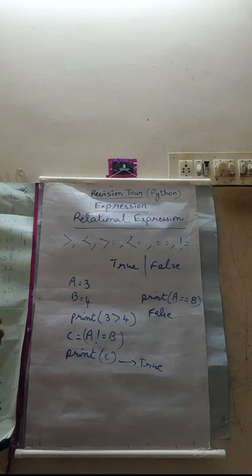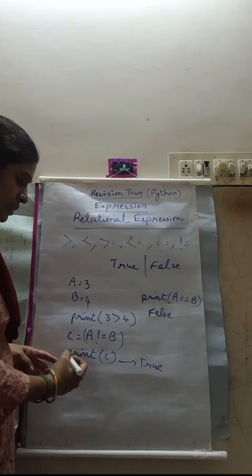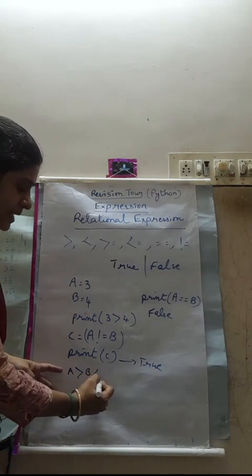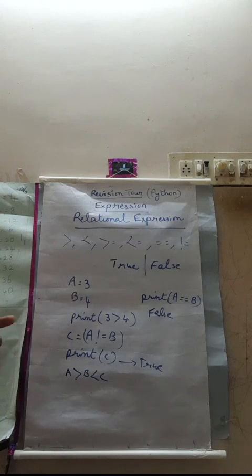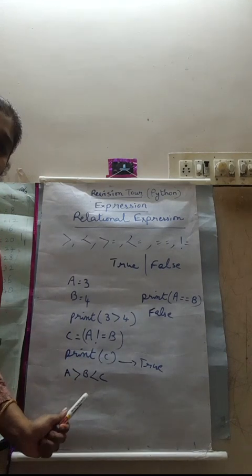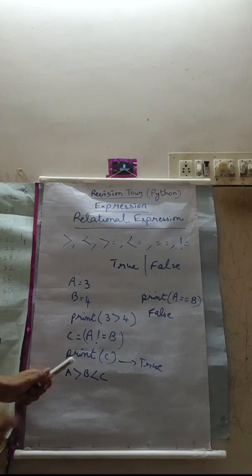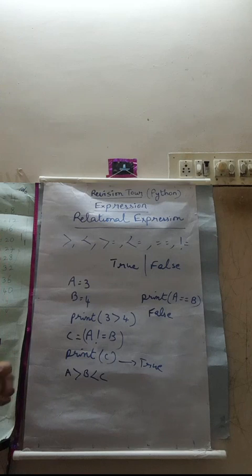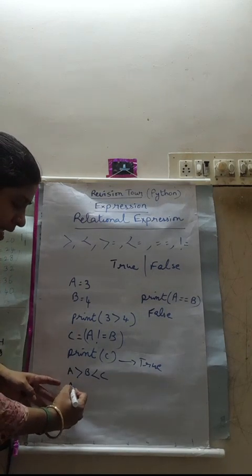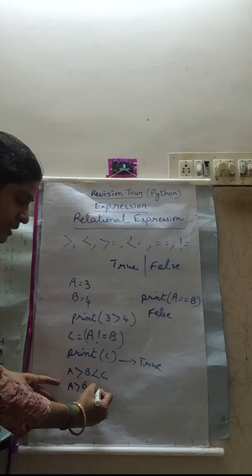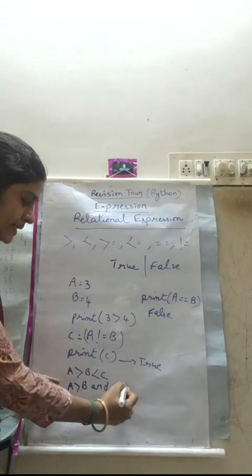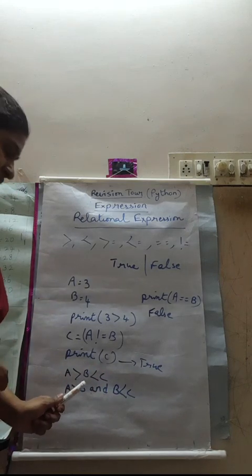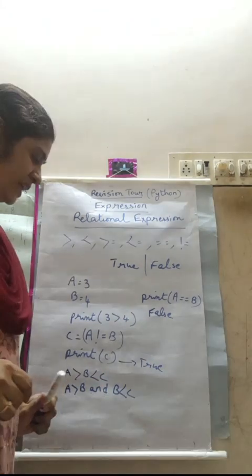Suppose I have a chained expression like A greater than B and less than C. If you have it like this, how will this expression be evaluated? It will be evaluated as A is greater than B and B is less than C. The chained relational expression will be evaluated like this. So what will the output be in this case?